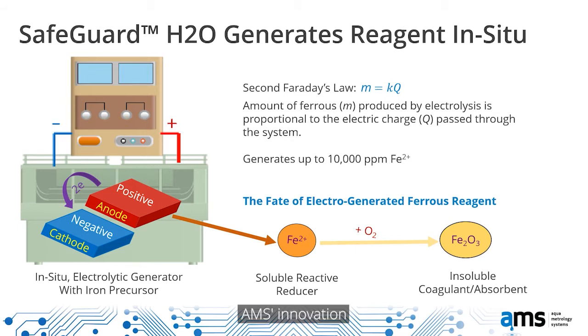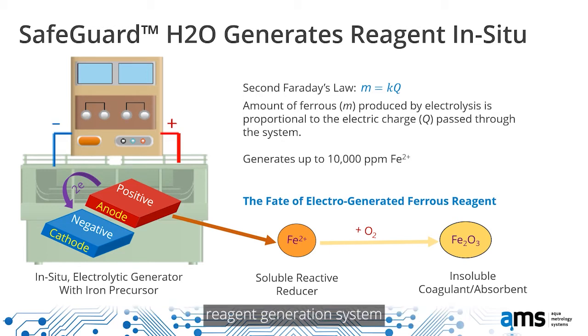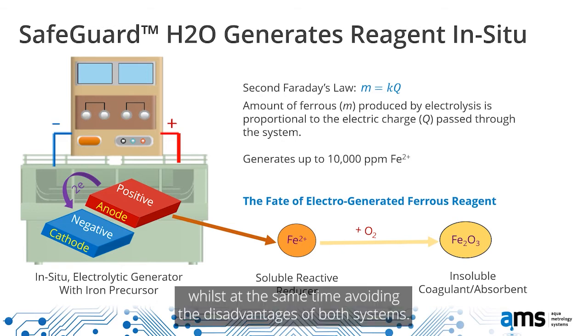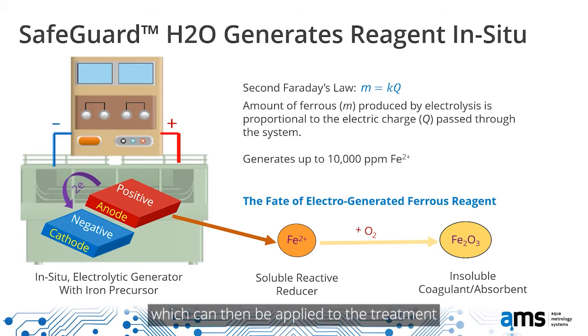AMS's innovation in the design and development of the SafeGuard H2O reagent generation system is to combine the advantages of both the use of ferrous as a treatment reagent with the technology found in electrocoagulation, whilst at the same time avoiding the disadvantages of both systems. And so essentially we are generating on-site a very concentrated solution of ferrous ions, which can then be applied to the treatment process itself.